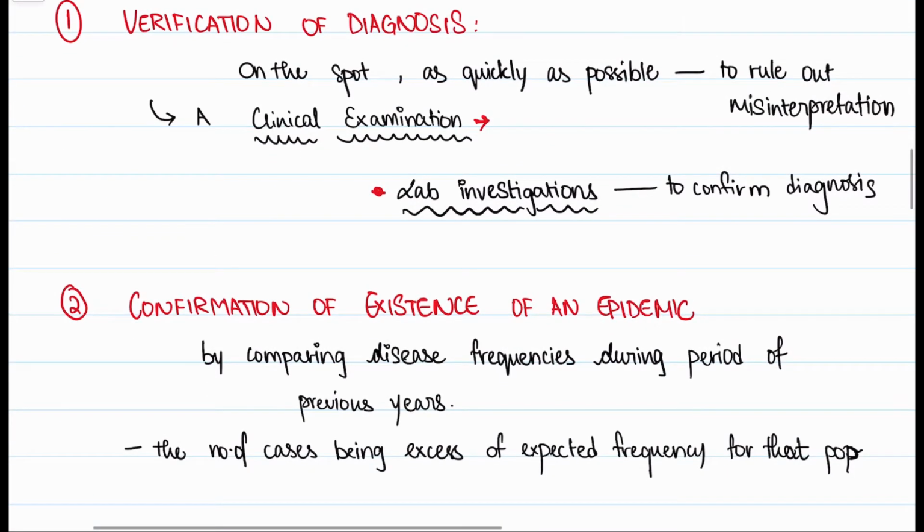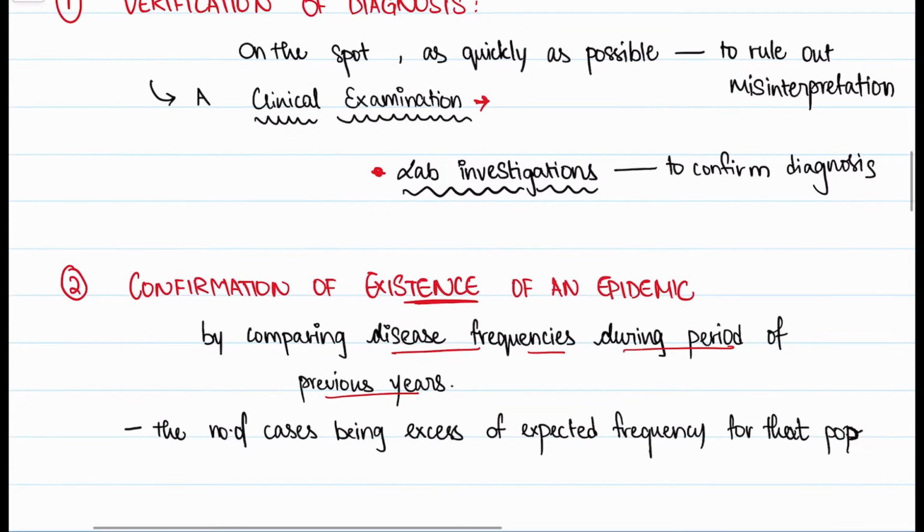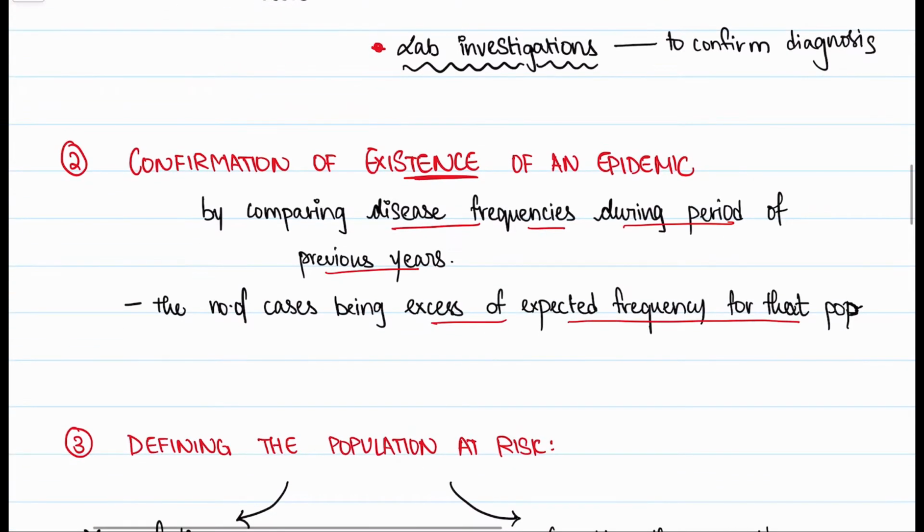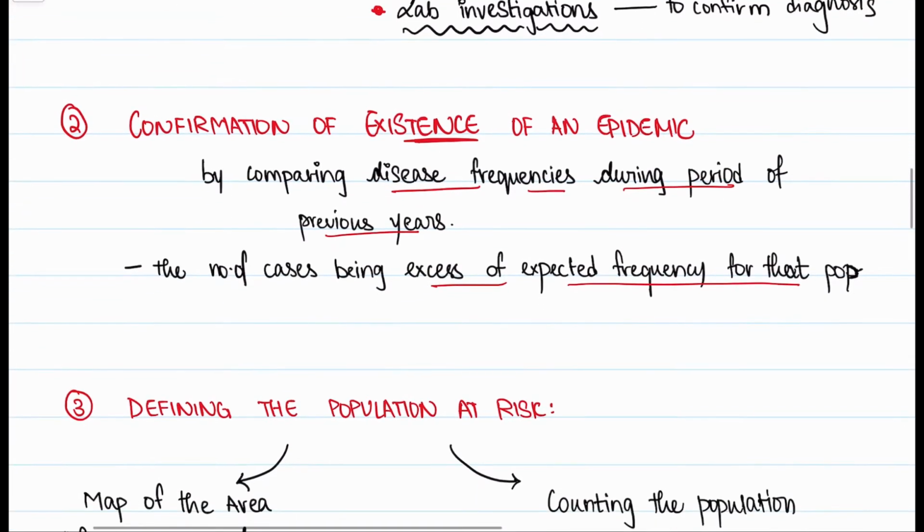Then we confirm the existence of an epidemic. After we confirm the diagnosis, we must confirm if it's actually an epidemic. We do this by comparing. So we compare the disease frequency. How many people are affected? Do everyone have the same symptoms? Is it the same disease or not? We also compare the disease frequency with the period of previous years. Earlier, was there a similar condition during this period? That's how we do it. And the number of cases being in excess of expected frequency for that population, that is an epidemic. So after confirming the diagnosis, we confirm the existence of an epidemic.